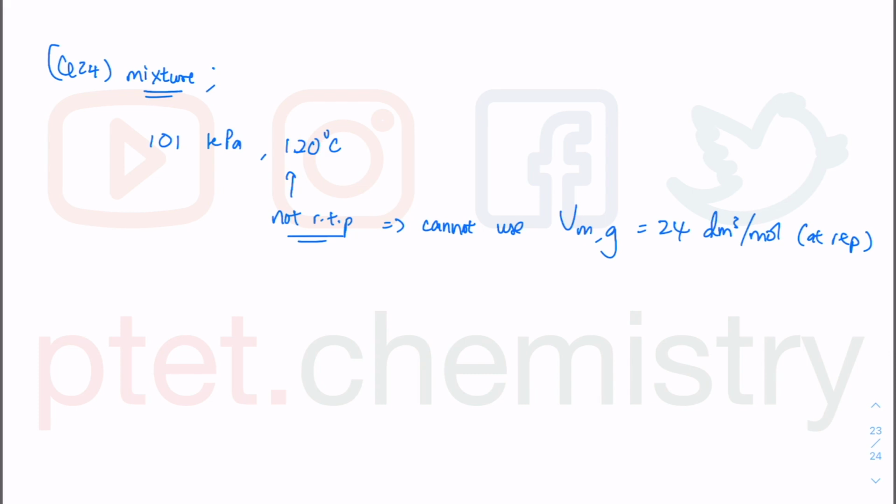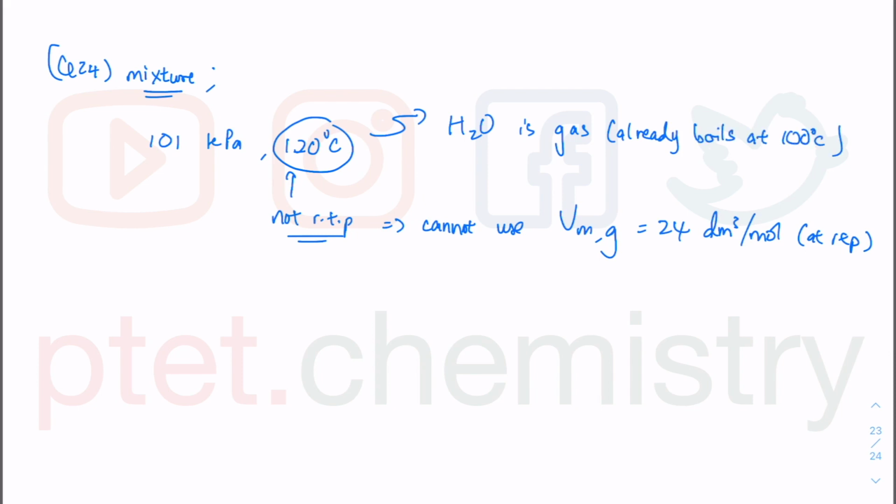It is an ideal gas question, and then at 120 degrees Celsius, I think H2O is going to be a gas. It's a gas because it already boils at 100 degrees Celsius, right? So H2O is a gas, so we have to consider the volume of the gas as well. CO2 is a gas as well already, even at room temperature. So what do we have? We have the total volume of gas.